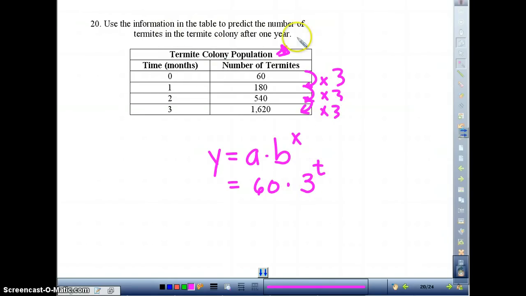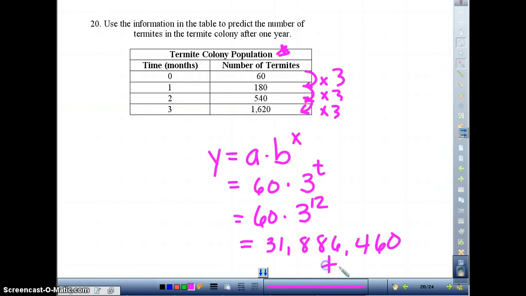And they want to know after 1 year. Well, this is months. So 1 year is 12 months. So it's going to be 60 times 3 raised to the 12. What do you get? Woo-wee! Holy moly! I get 31,886,460 of those little wood munching dudes. Is that what you got? Yeah, great. Or not so good, I guess.